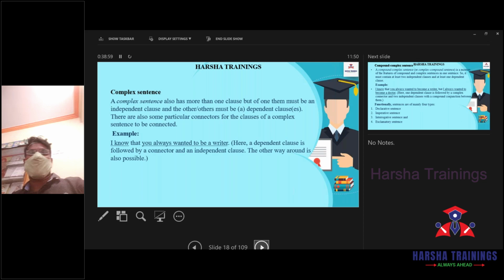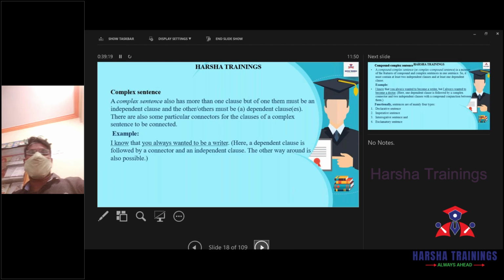What is a complex sentence? See, a simple sentence has only one clause. A compound sentence has two independent clauses. A complex sentence also has more than one clause, but one must be dependent on the other.